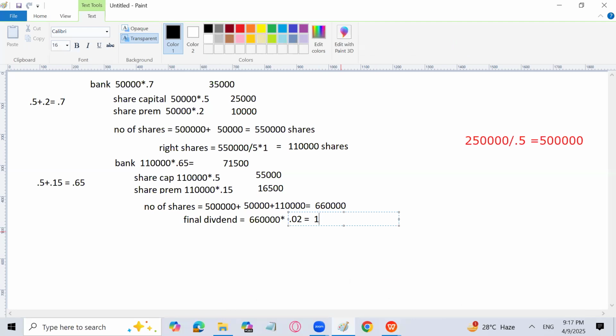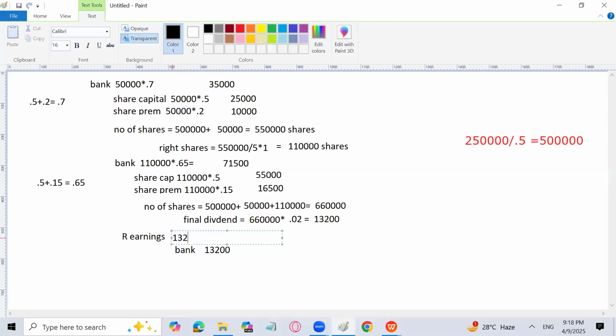So 13,200 is the amount which we are supposed to pay for the final dividend, and the entry for that is: retained earnings is going to be debited, because the dividend is paid from the profit, and profit is added in retained earnings. So it will be subtracted from retained earnings.